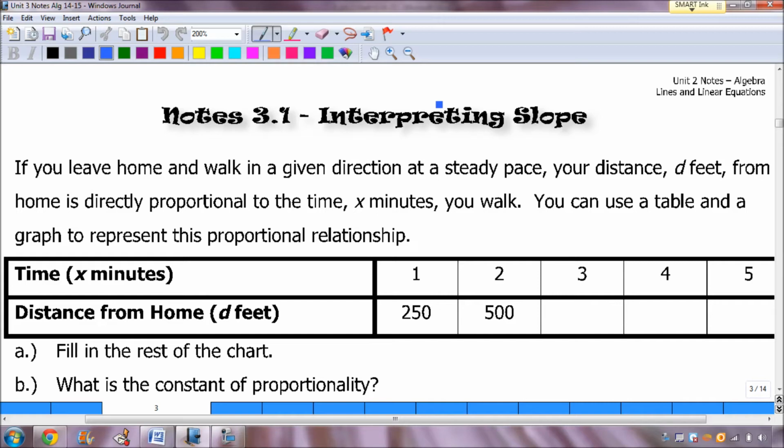All right, ladies and gentlemen, we are going to start Unit 3, and the first topic that we're going to discuss in this unit is slope. So we're going to interpret slope. Let's look at question number 1.